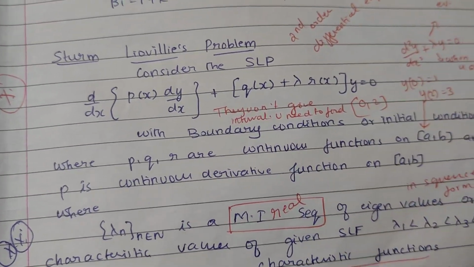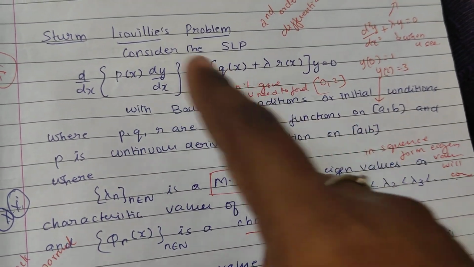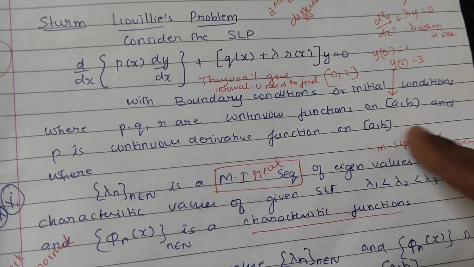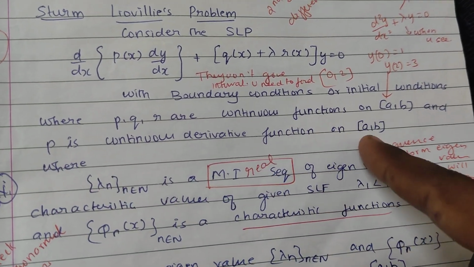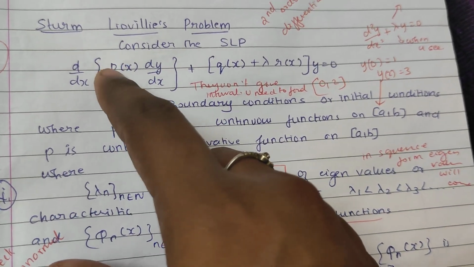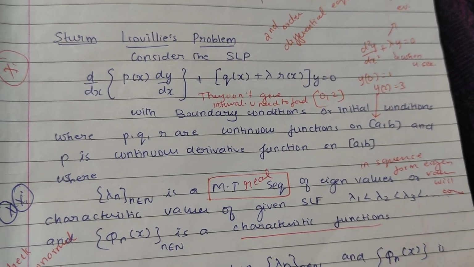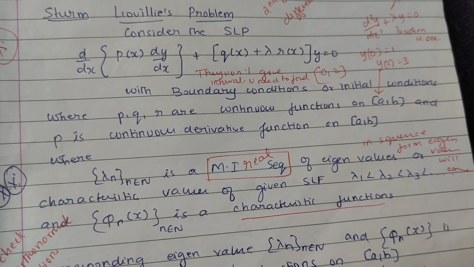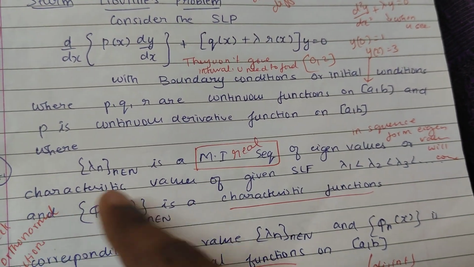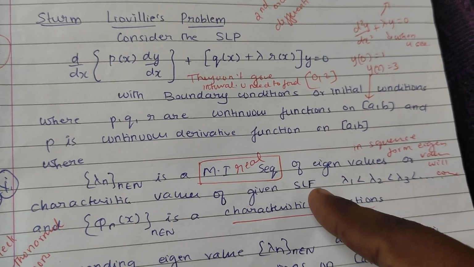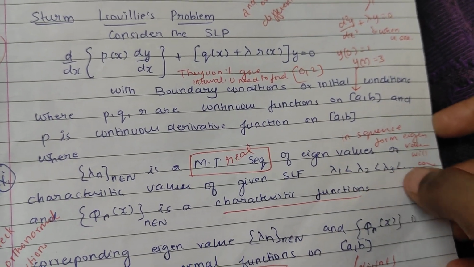Understood. Next, with the boundary condition or the initial condition, where p, q, r are continuous functions. We will get the p, q, r values as continuous functions on the closed interval a comma b, and p has a continuous derivative on a comma b. So p we can continuously differentiate. Then lambda n is a monotonically increasing sequence of eigenvalues, the characteristic values of the given Sturm-Liouville problem. Here lambda 1 is less than lambda 2, less than lambda 3.